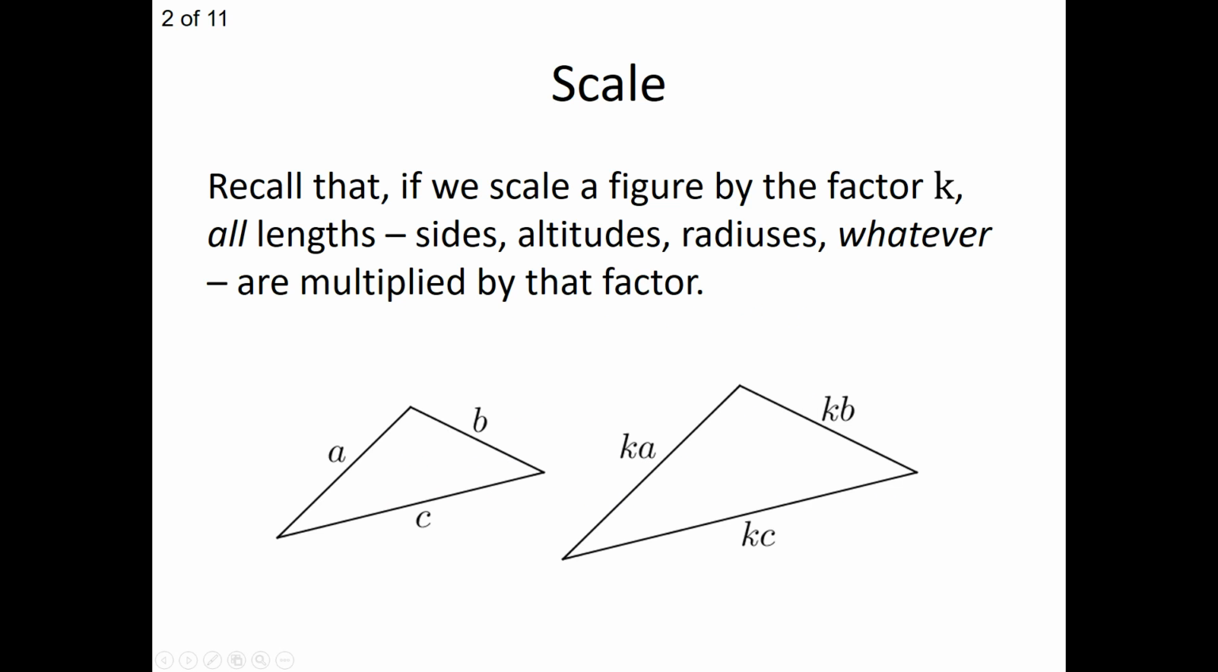So recall that when we talk about scaling a figure, it means that there exists a scale factor, we'll call it K, such that if we are given the figure, every single dimension of that figure is then multiplied by K. That means all measures, such as the sides, altitudes, radii, whatever it is, are all multiplied by the scale factor K.